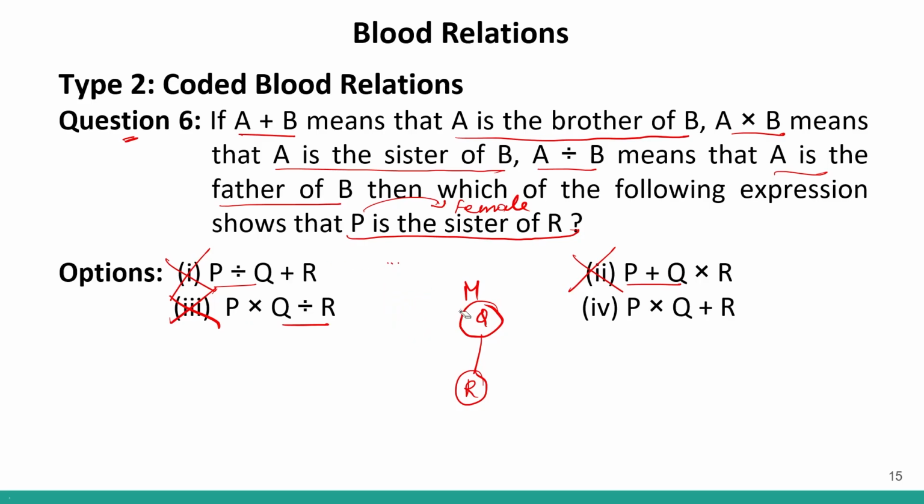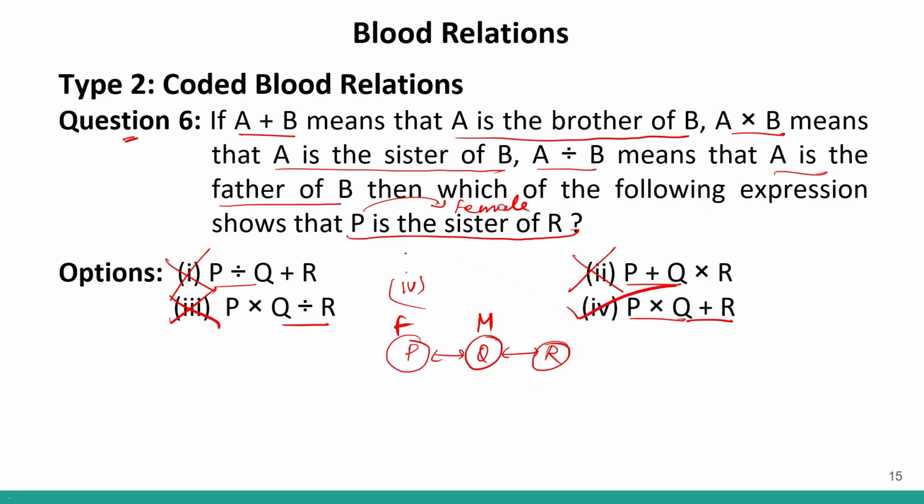Let us check with option number 4. Option number 4 says P into Q. That means P into Q means P is the sister of Q. So like this, P would be female, Q's gender is unknown. And Q plus R means Q is the brother of R. So if Q is the brother of R, Q would be male, R's gender is unknown. But these three are of the same generation. So if P is the sister of R, this can be denoted with the help of option number 4. So option number 4 will be the correct answer to this question. Right? Option number 4 will be the answer.